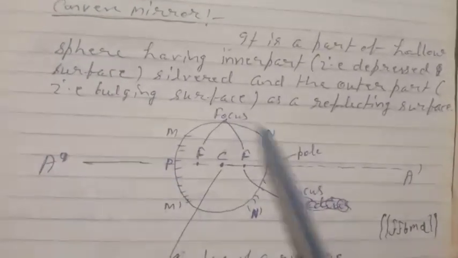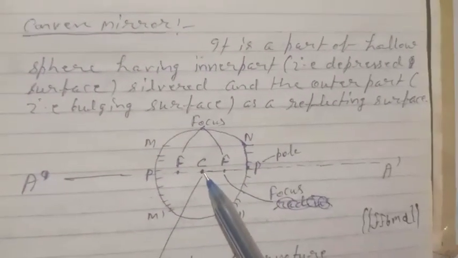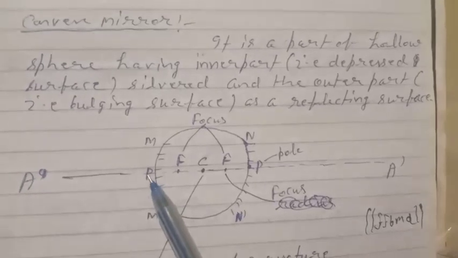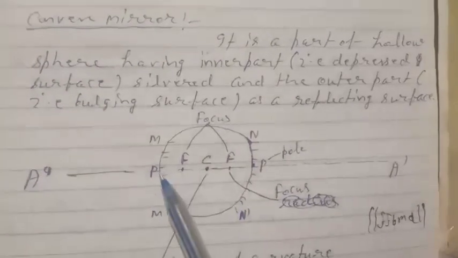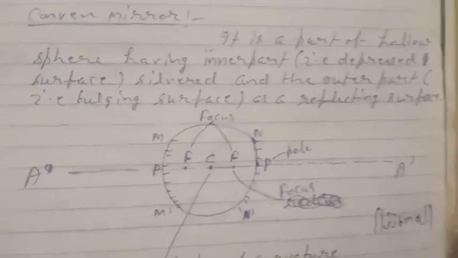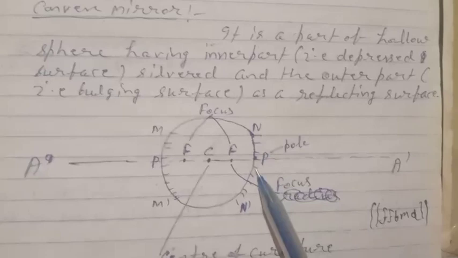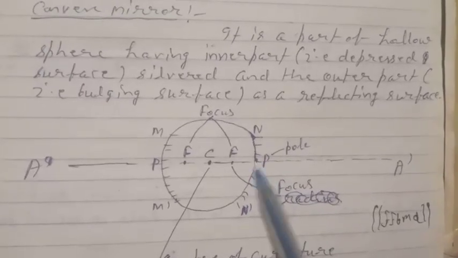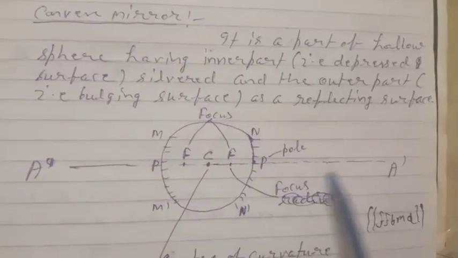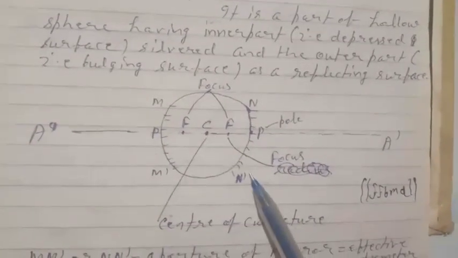And the center of the sphere is called center, and the half distance between this point and C is called focus. Here this is focus, and the middle part of the reflecting surface is called pole. A line that passes through the pole is called axis, and this is called center of curvature. This is focus.